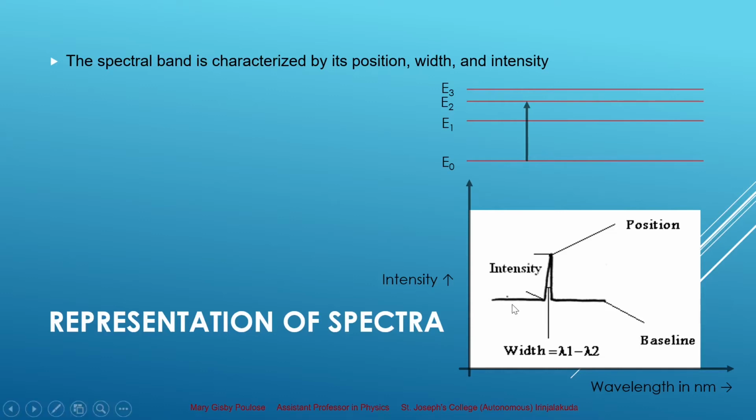Now, this spectrum is characterized by its position. Position represents its wavelength, lambda. Then it is characterized by its width. The spread of that spectrum is represented by lambda 1 minus lambda 2, the difference between the half width points. And the other characteristic feature of the spectrum is its intensity, that is the amplitude of that particular wavelength.